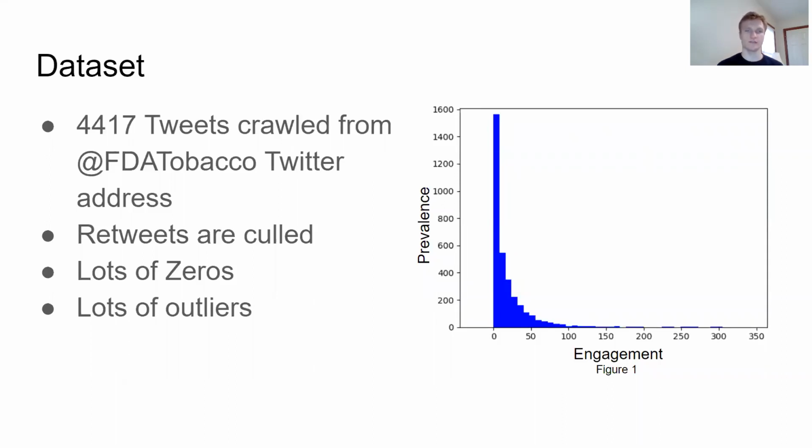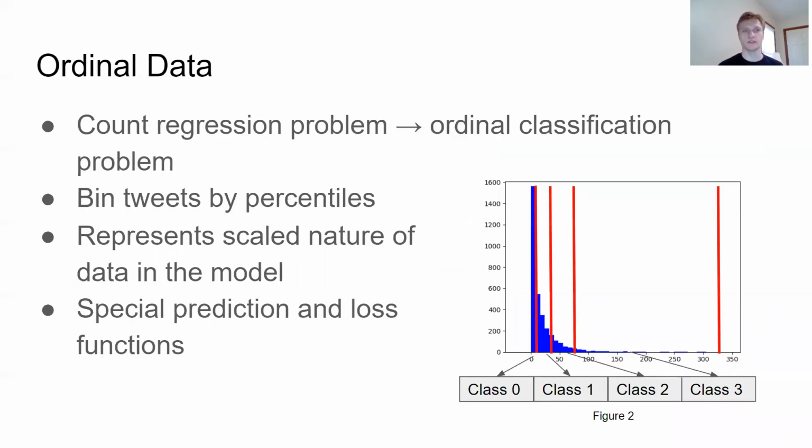So I crawled 4,417 tweets from the @FDA Tobacco Twitter address. I culled the retweets. This data had a lot of zeros and outliers, so I transformed the problem into an ordinal classification problem. Ordinal classes are classes that retain their relationship to one another. For example, class 5 would be greater than class 2 or class 3.